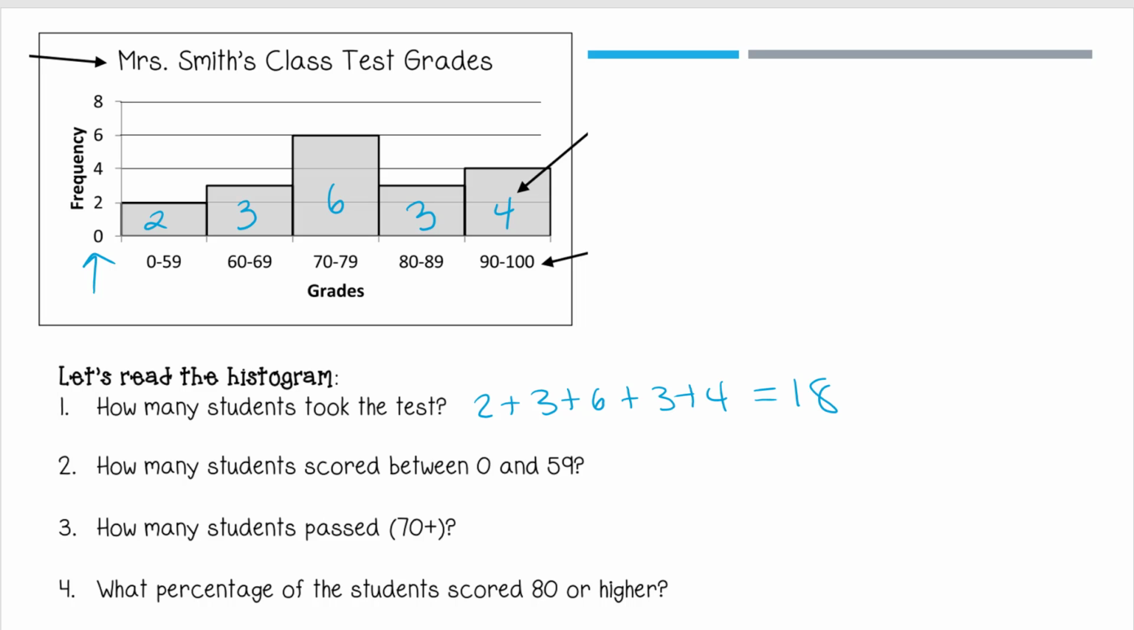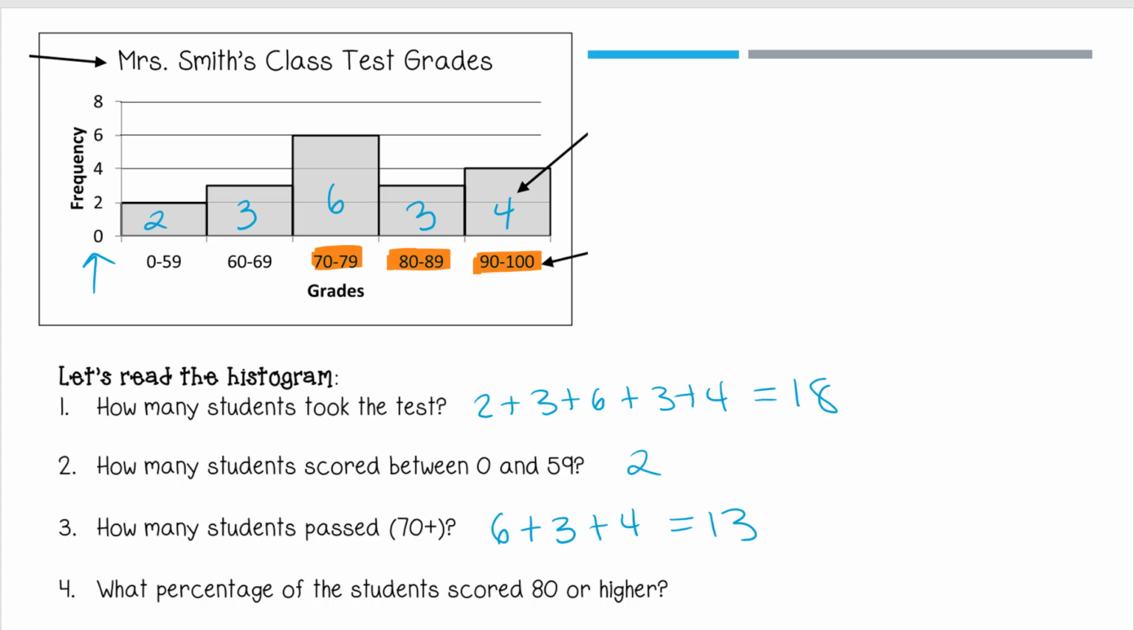How many students scored between 0 and 59? So I'm going to look at that range between 0 and 59, and the frequency is 2, so that's our solution. How many students passed with 70 plus? So I'm going to look at the 3 bins on the right hand side and add those numbers together. 6 plus 3 plus 4, which is equal to 13.